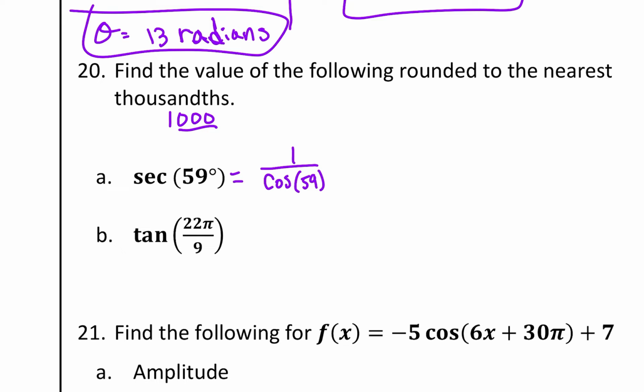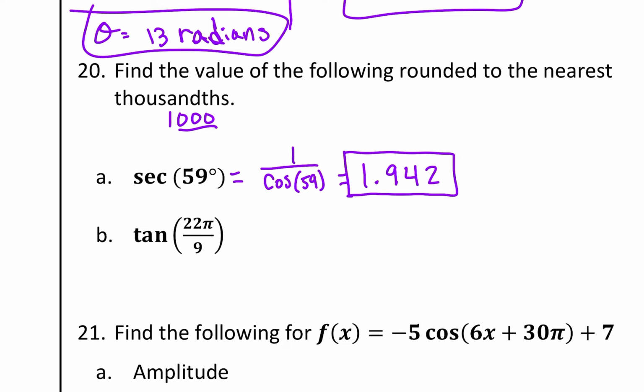So I'm going to type in my calculator 1 divided by the cosine of 59 while my calculator's in degrees, and I end up with the answer 1.9416, so 942. So we're going to go 1.942.